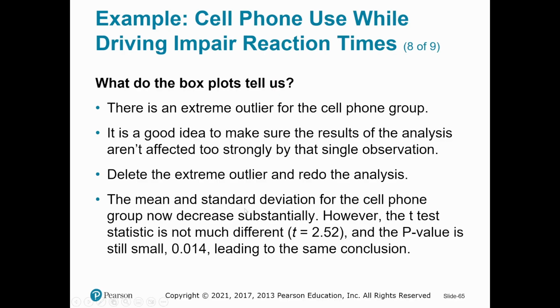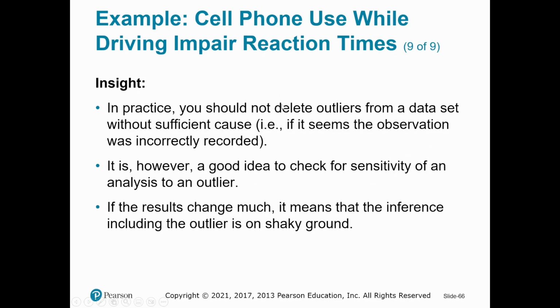All right. So in practice, thank God, I'm so glad he actually put that in. Okay, good. So in practice, you should not delete outliers from a data set without sufficient cause. That is, if it seems like the observation was incorrectly recorded, a data entry error. It is, however, a good idea to check for sensitivity of an analysis to an outlier. Okay, that's called an influence analysis.